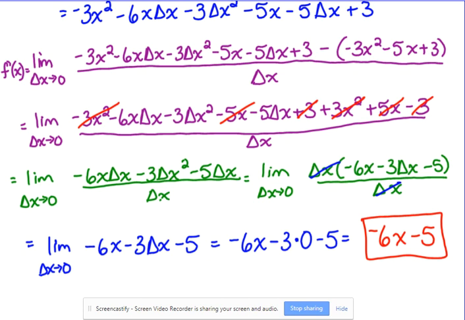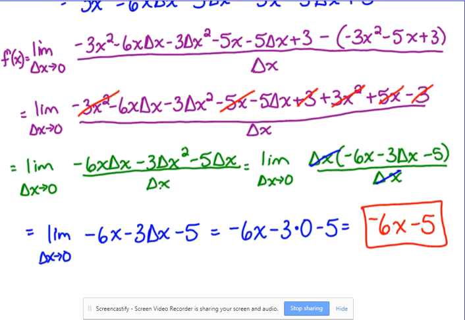If you're at x equals 3, you're going to have a different slope. If you're at x equals 0, you're going to have a different slope. If you're at x equals negative 7, you're going to have a different slope. So that's what the derivative allows us to do. It allows us to find the slope of the tangent line.